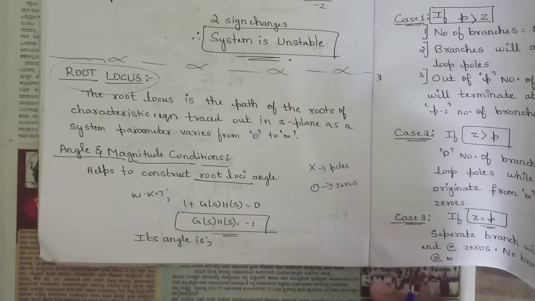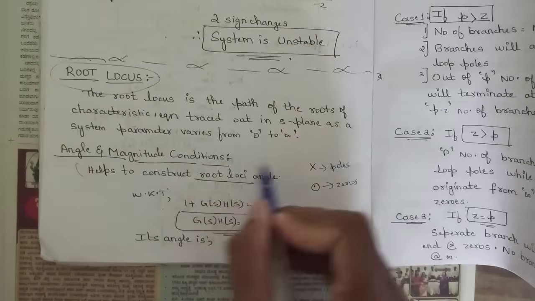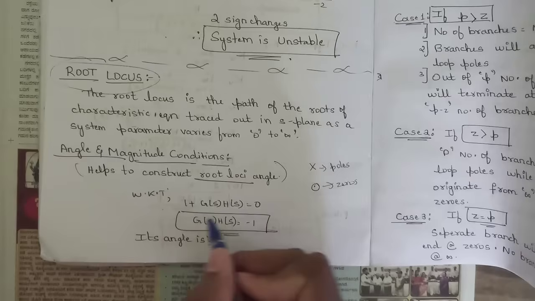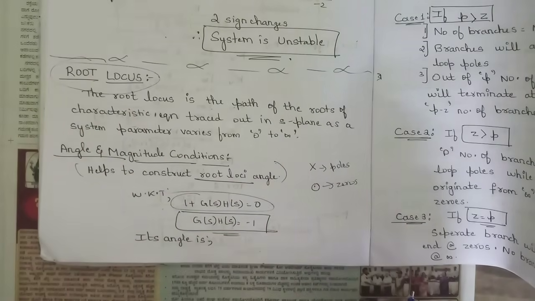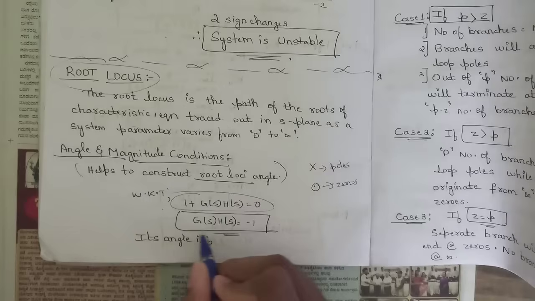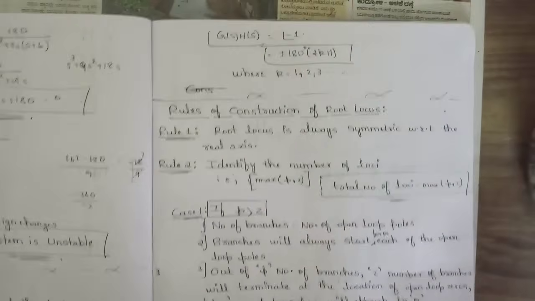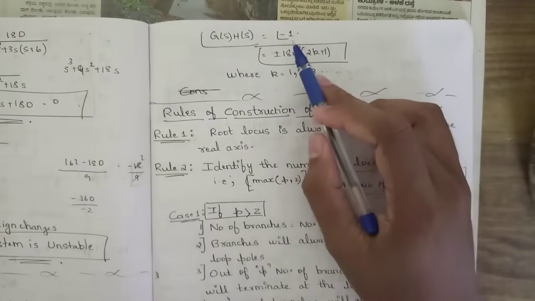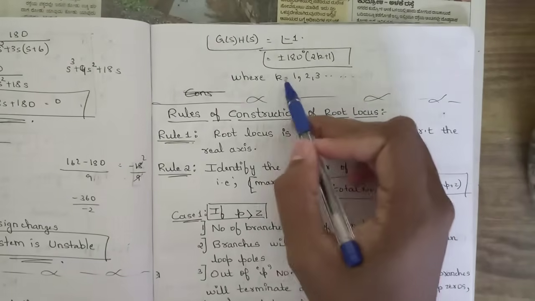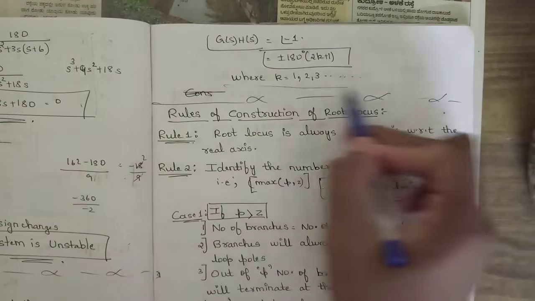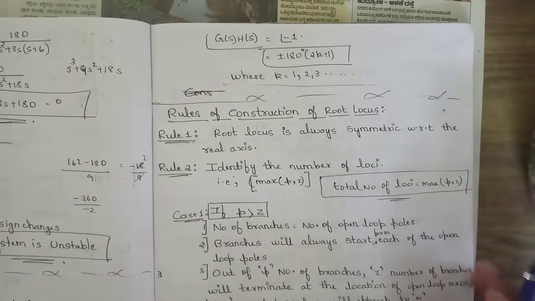Now let's see what the angle and magnitude conditions are. They help to construct the root locus. We know that 1 plus G(s)H(s) is equal to 0. This is represented as the characteristic equation. Therefore, we can say G(s)H(s) is equal to minus 1. Therefore, we can represent the angle of G(s)H(s) as the angle of minus 1, which is equal to plus or minus 180 degrees times (2k minus 1), where k varies as 1, 2, 3, etc. So this was all about the basic definition of root locus.